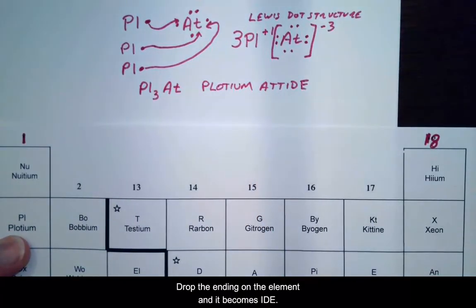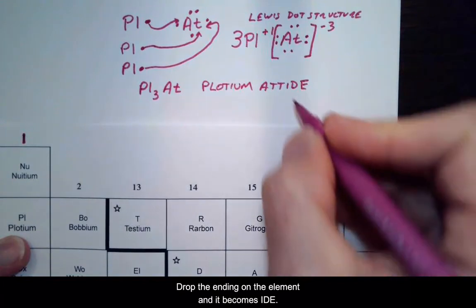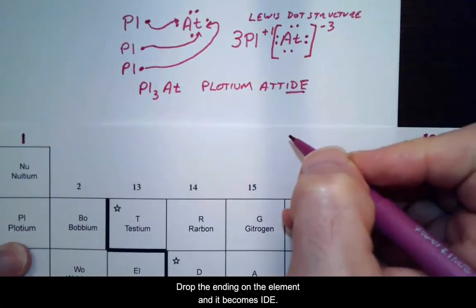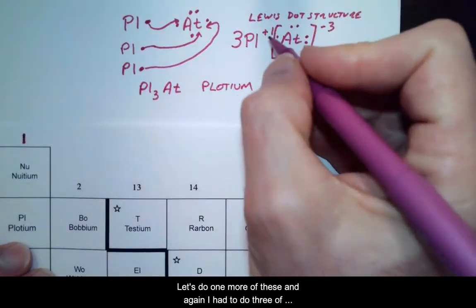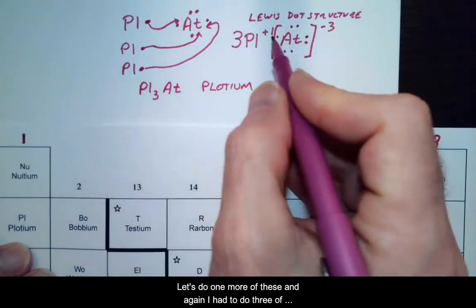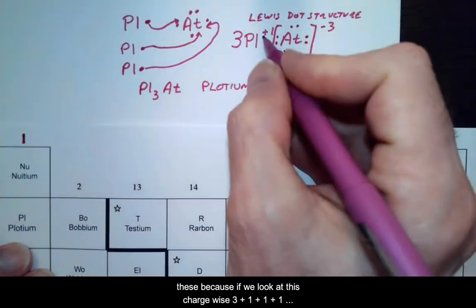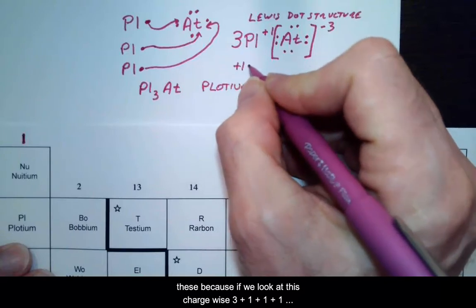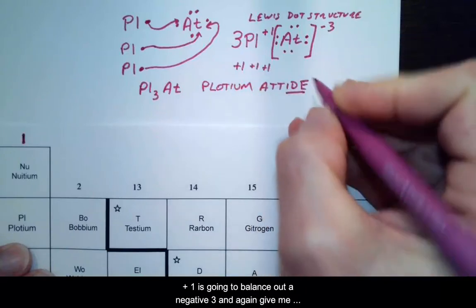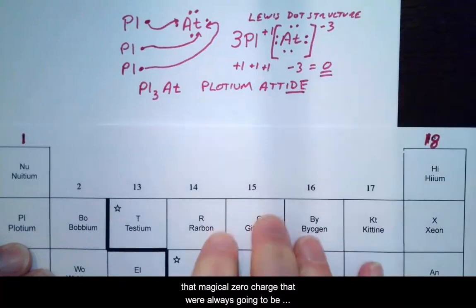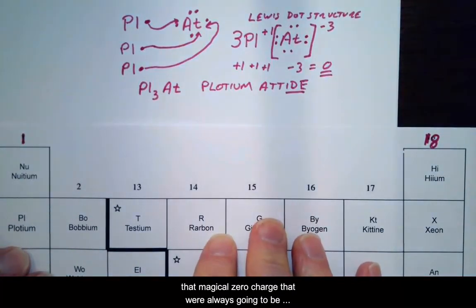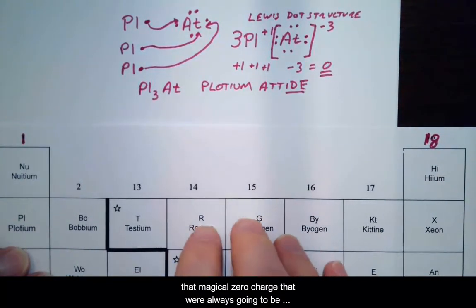Right? You drop the ending on the element, and it becomes IDE. All right. Let's do 1 more of these. And again, I had to do 3 of these because if we look at this charge-wise, 3 +1s, +1, +1, +1 is going to balance out a -3 and again, give me that magical 0 charge that we're always going to be looking for in an ionic compound.